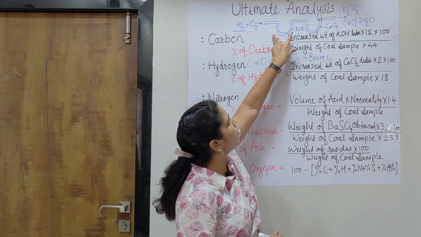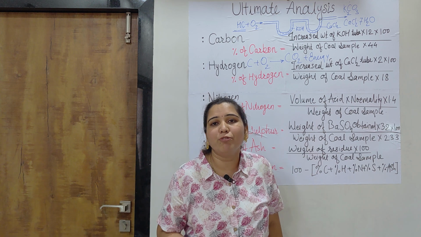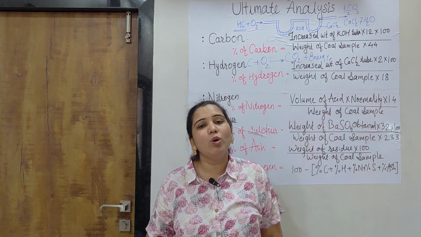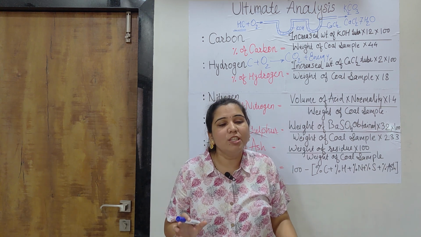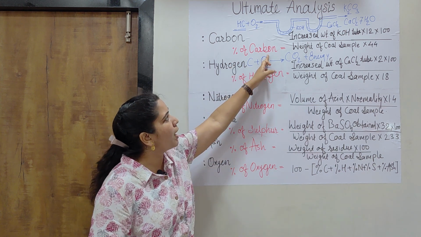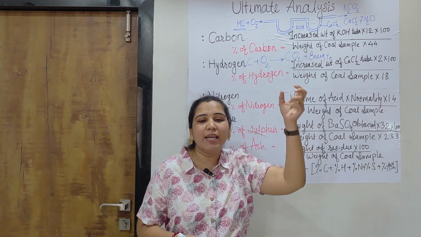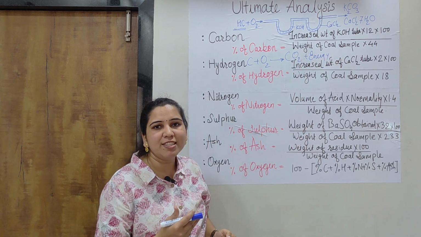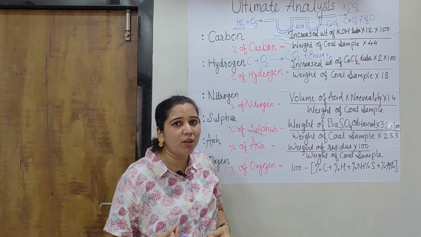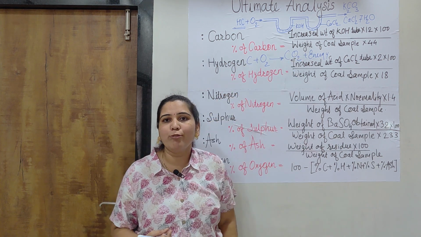So here the weight of the KOH tube will be taken, as carbon is present in the form of K2CO3, and hydrogen will be present in the CaCl2 tube in the form of its hydrated product, that is H2O. In this way both the weights will be considered. So how can we calculate the percentage of carbon? Once the procedure is done, we get the weights as observations: the weight of the KOH tube after passing the gas produced by burning that particular amount of the coal sample in the presence of oxygen, and in the same way for the CaCl2 tube.